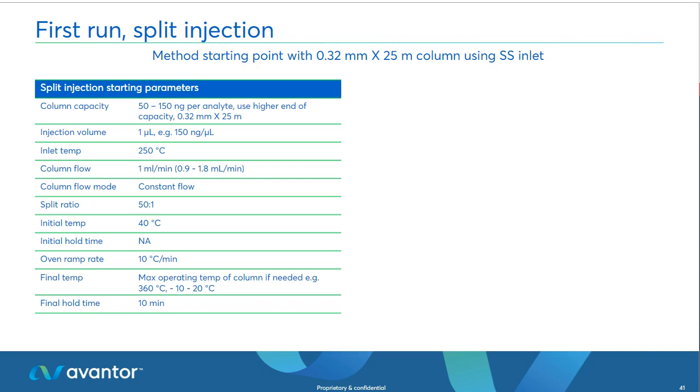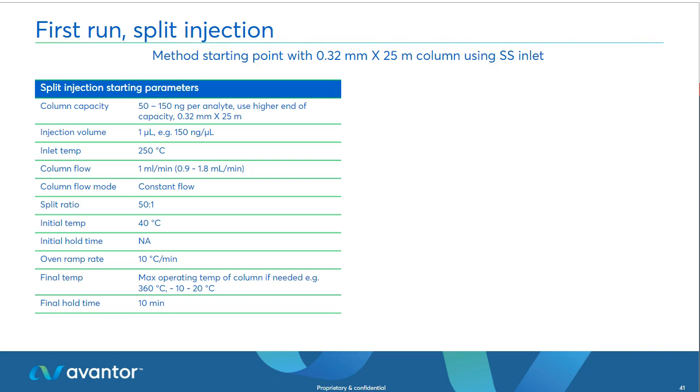Start with a split ratio of 50:1 in this example. Sometimes you can start as low as 10:1, but with this example, we're going to start with 50:1. Initial temperature tends to be 40 degrees. We don't have a hold time for split injections unless it's in the application note. Oven ramp is 10 degrees per minute.